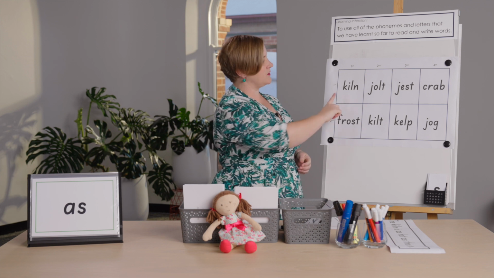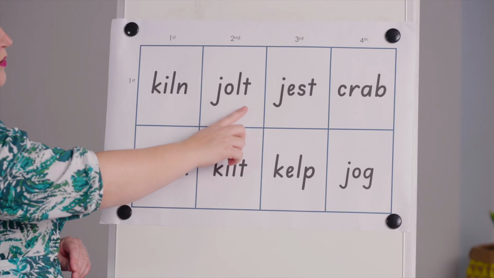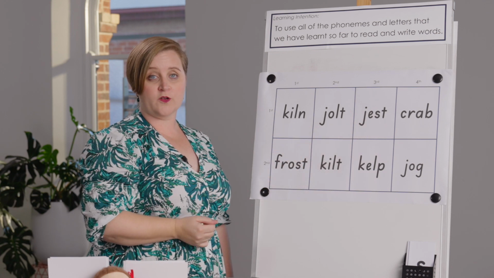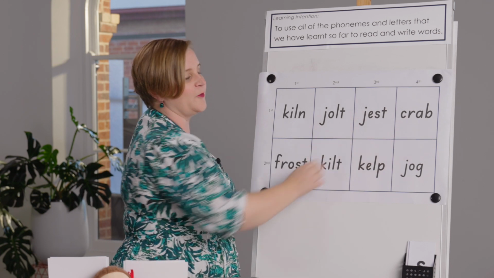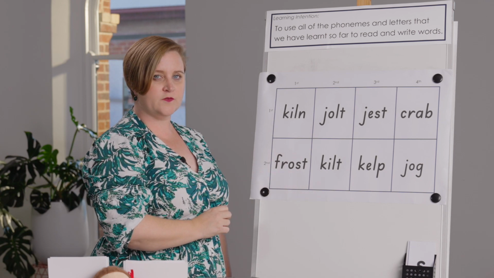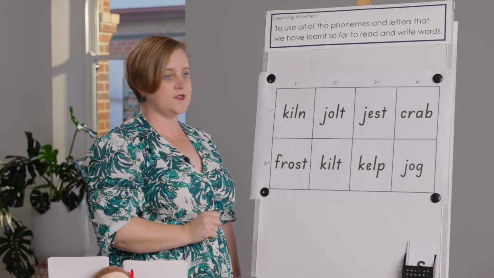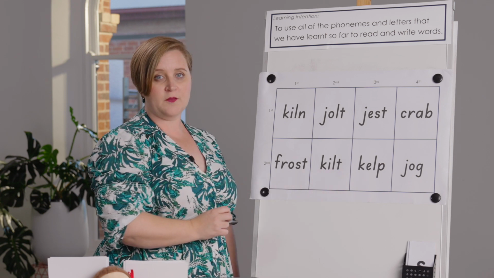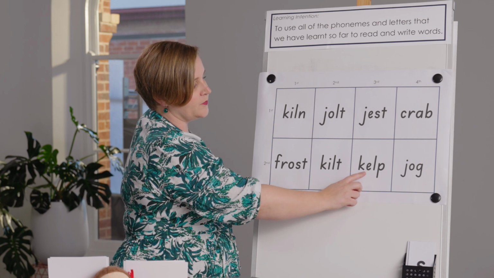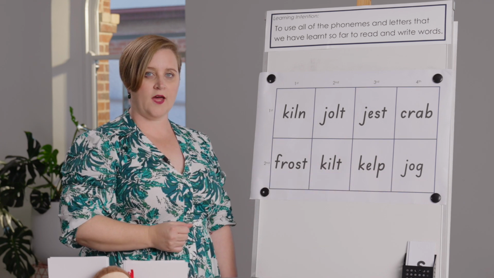There might be some of these words that you haven't heard before. Let's have a look. This word here, kiln, is an oven made of bricks. Jolt is another word that you might use for shock. Jest is another word for joke. Crab, we know that they live in the sea. Frost, have you heard of frost before? Sometimes on a really cold morning you might wake up and see frost on your grass outside. Kilt, we've spoken about kilt. That's the tartan skirt that sometimes people wear. Kelp, kelp is a type of seaweed, and jog, that's a slow run.